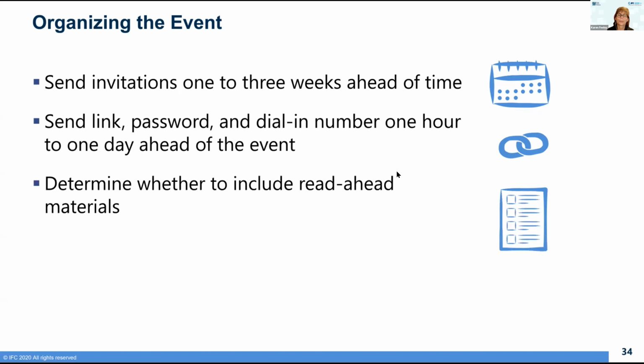And then consider whether you want to have read-ahead materials in the invitation. It really depends on the situation. Giving read-aheads can help generate interest in the call and make it possible for people with bandwidth issues or who can only join by telephone to follow along. However, if the only handouts you have are summaries of the main points of the call, it's better to wait and send that afterwards to participants who actually attended. Otherwise, there's no point in them attending the call.